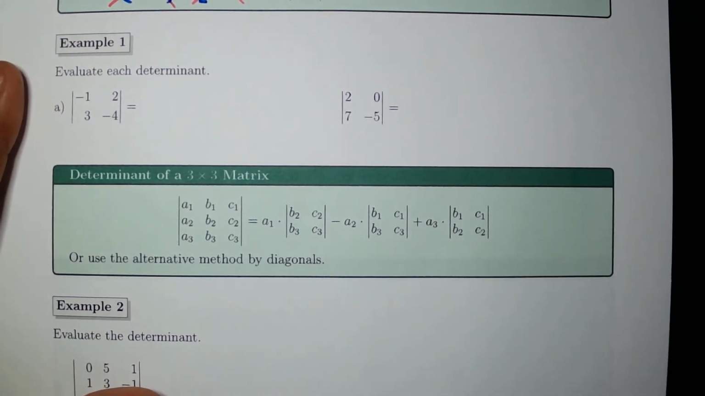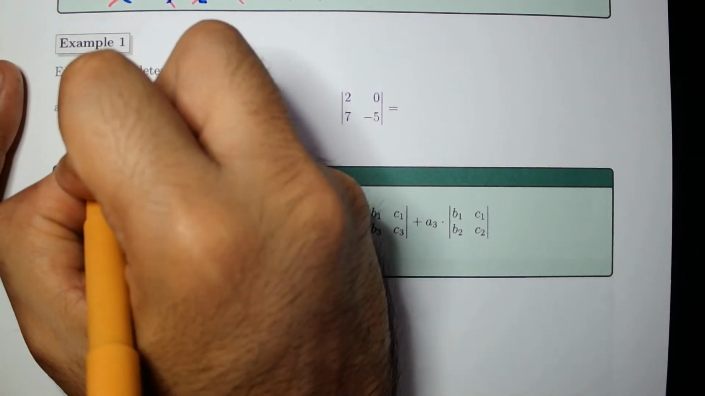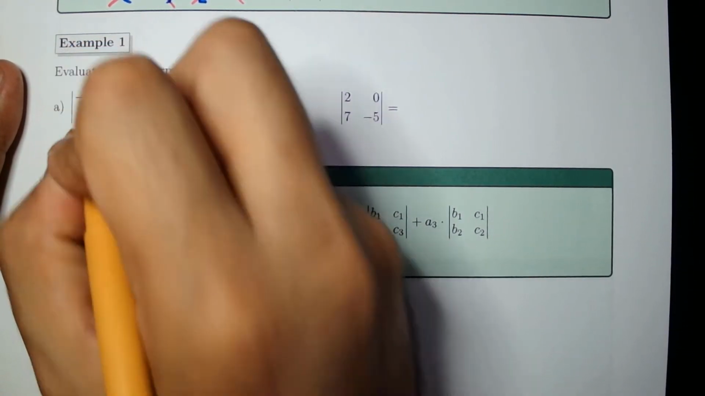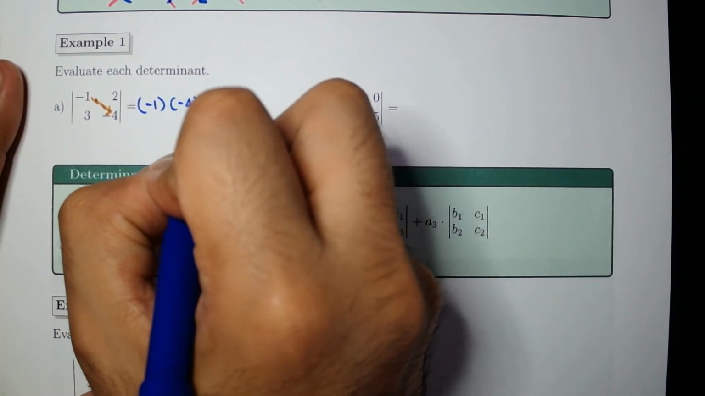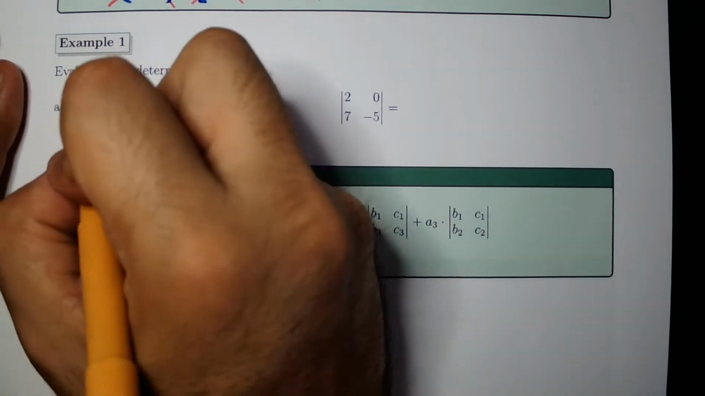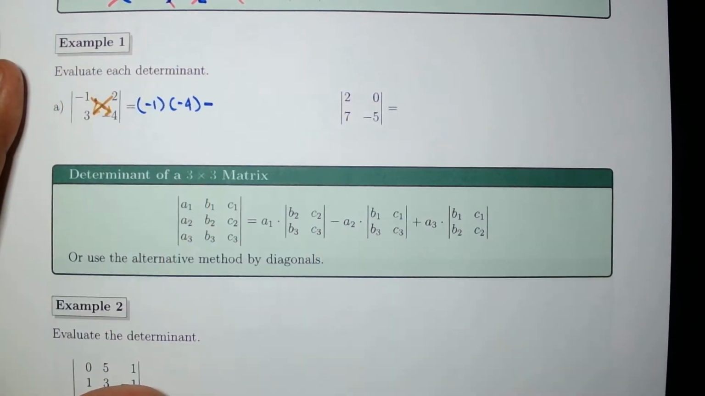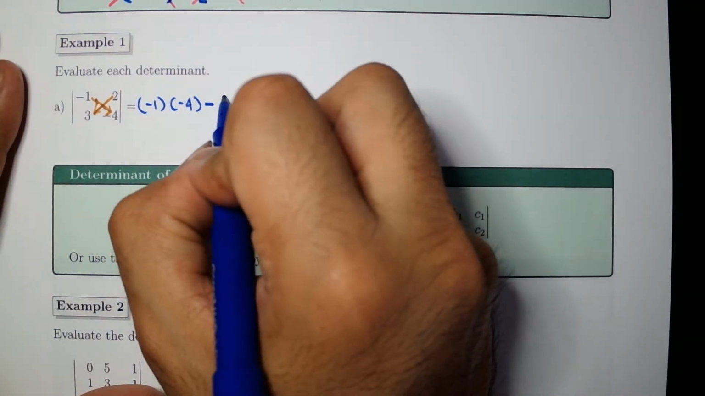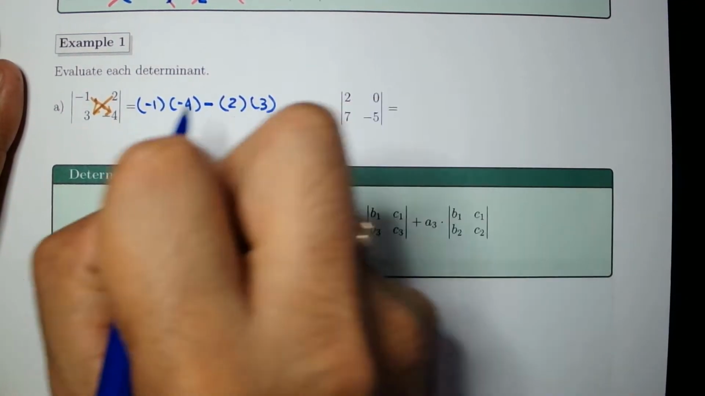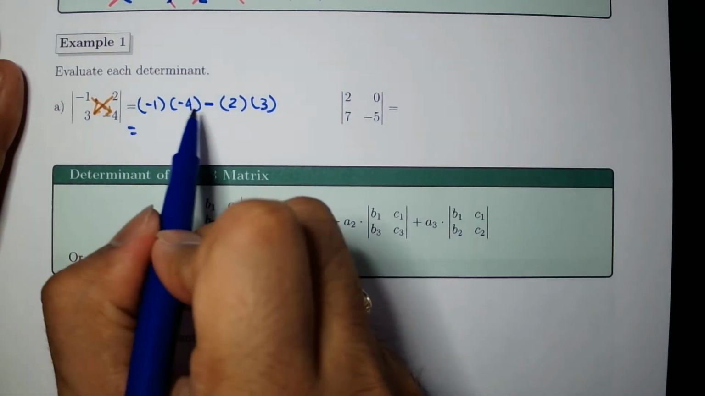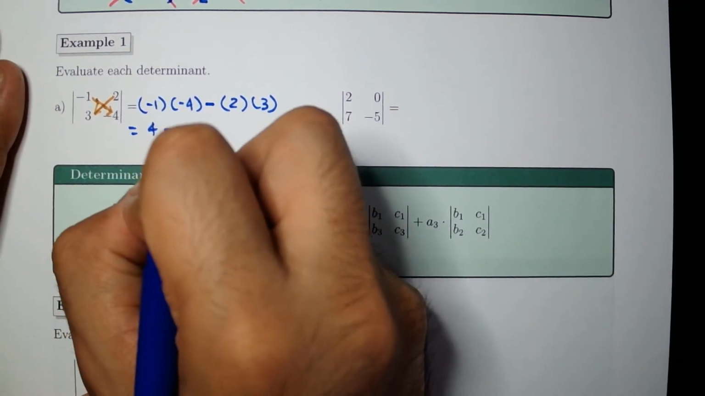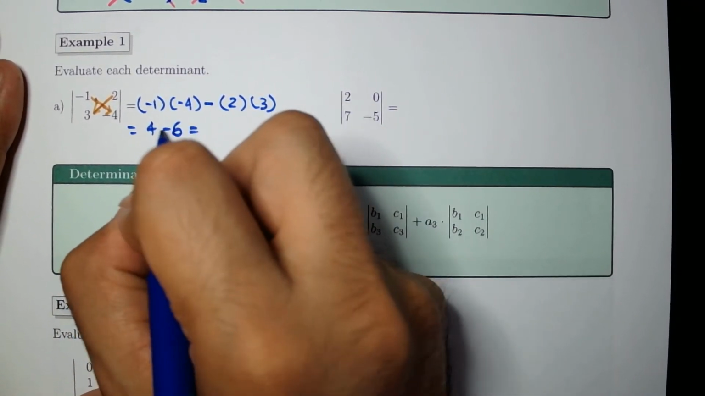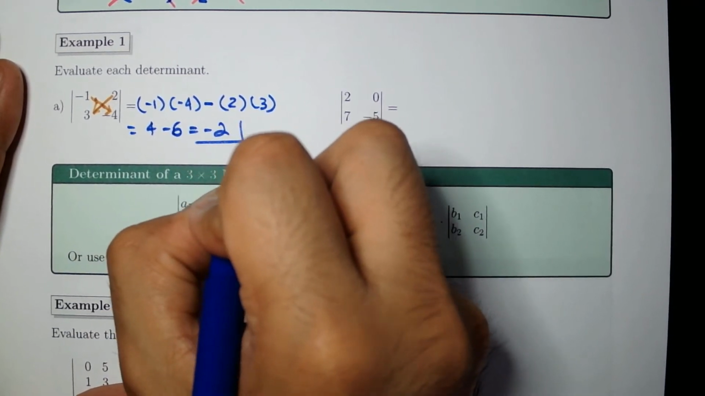So let's do a couple of examples to see how a determinant is evaluated. Evaluate each determinant. In this case, multiply -1 times -4, and subtract the product of the two elements in the backwards diagonal, so that's 2 times 3. And all we do is simplify. -1 times -4 is +4, minus 2 times 3, which is 6, which equals -2. Final answer.